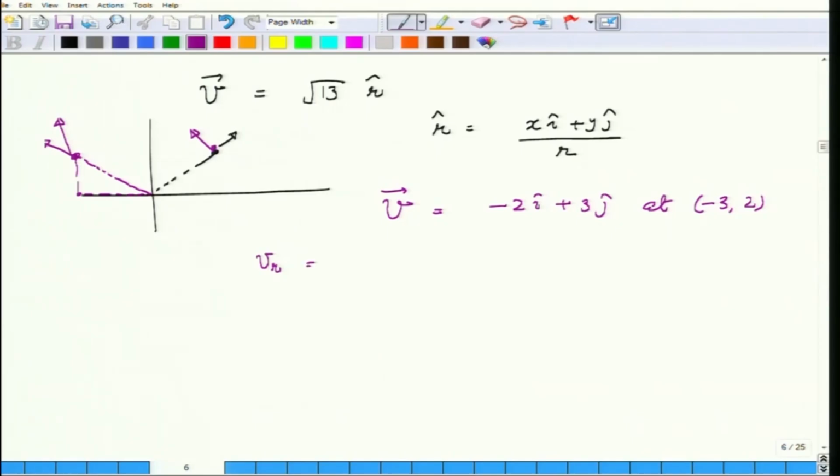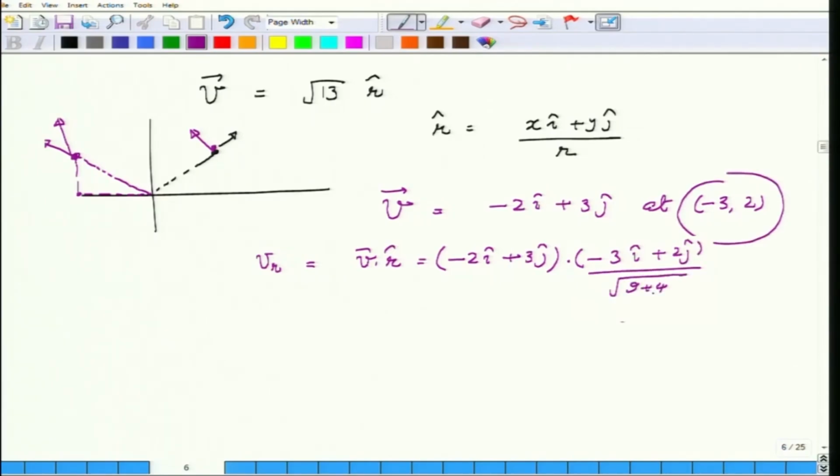Let us calculate Vr, which is going to be v dot r unit vector, which is minus 2i plus 3j. This is the velocity. Dotted with the unit vector, which is minus 3i plus 2j divided by r, which is the square root of 9 plus 4. So, this comes out to be 2 times 3 is 6, 3 times 2 is 6, 12 over the square root of 13. So, Vr is this.